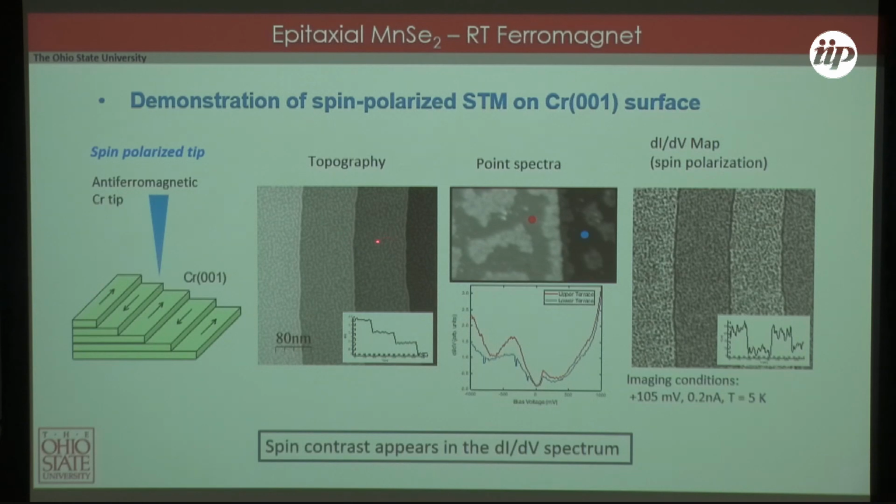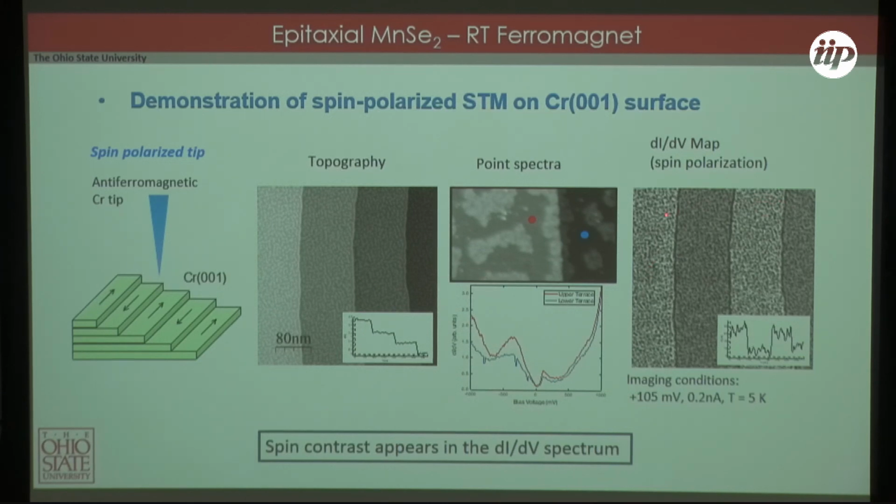And so if you go from one terrace to the other, you expect the magnetization to reverse. So you take some point spectra. You sit there and then you ramp the bias voltage, turn the feedback off, and you can see that the curves look different for the red and the blue. Okay. And then you just pick one of the features. So we picked 100 millivolts. And then you just do a map of the surface at that bias. So it's a dI/dV map.